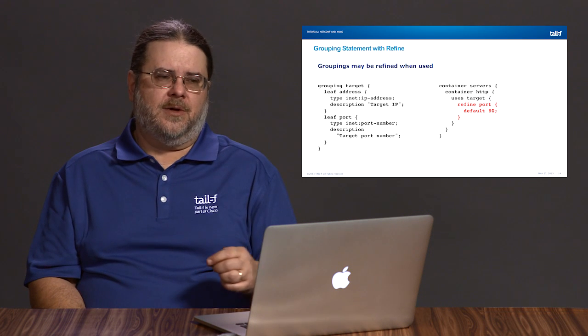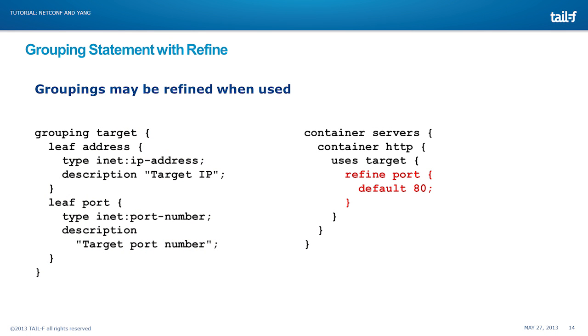You can also refine a grouping statement when you use it. You may have a common grouping, but you want to tweak it a little bit when you actually use it in particular places. The Yang refine statement allows you to do this. Here we see on the left a grouping definition called target that provides leaf address and leaf port. And then on the right we see an example of a use of it. We've got a couple of containers and then uses target, but within uses target we say refine port default 80. What this does is take the leaf port and add the default 80 attribute to that leaf. So in this case, under servers HTTP, the port number will have a default value of 80. If someone hasn't entered a value, we've defined its default port value to be 80.